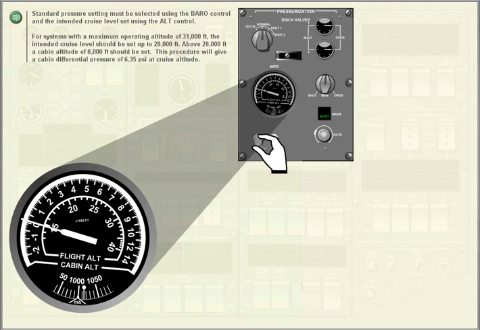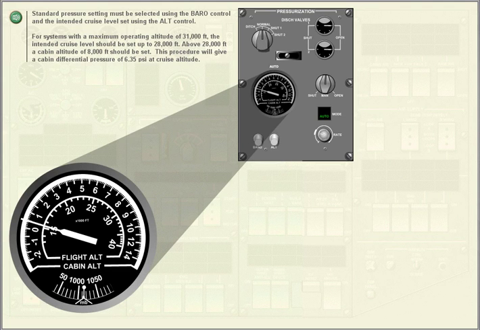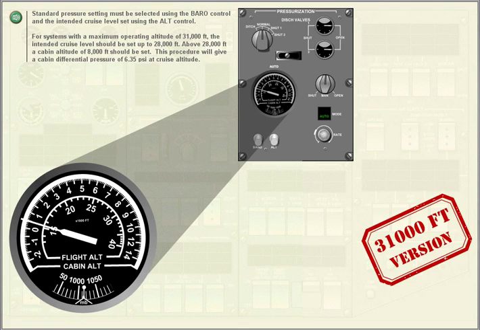Standard pressure setting must be selected using the baro control and the intended cruise level set using the alt control. For systems with a maximum operating altitude of 31,000 feet, the intended cruise level should be set up to 28,000 feet. Above 28,000 feet, a cabin altitude of 8,000 feet should be set. This procedure will give a cabin differential pressure of 6.35 psi at cruise altitude.